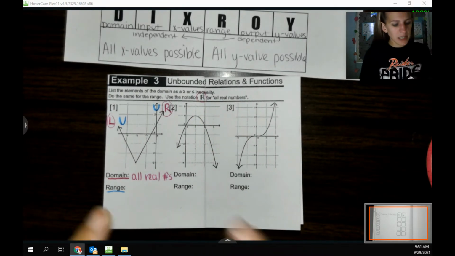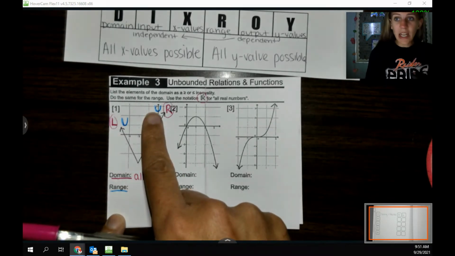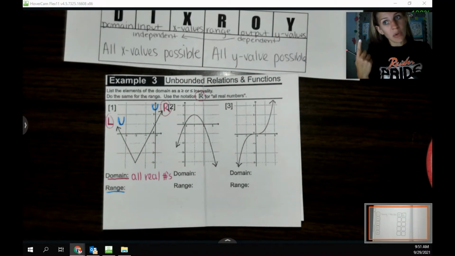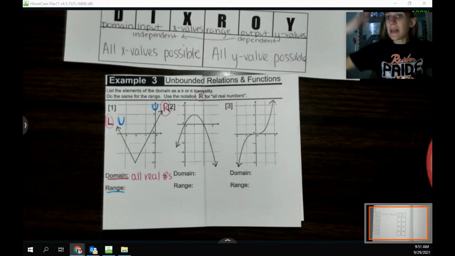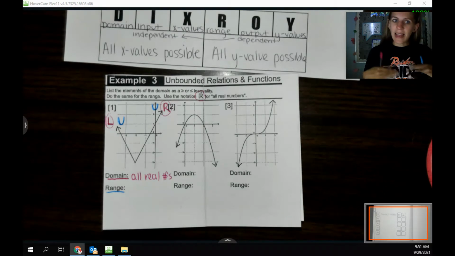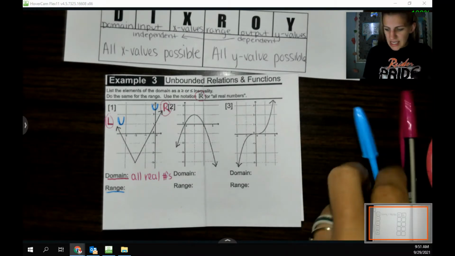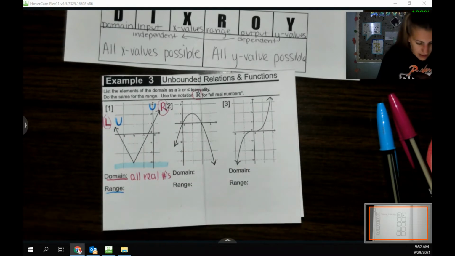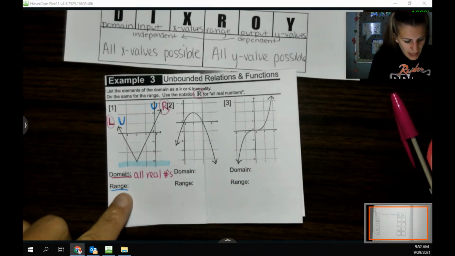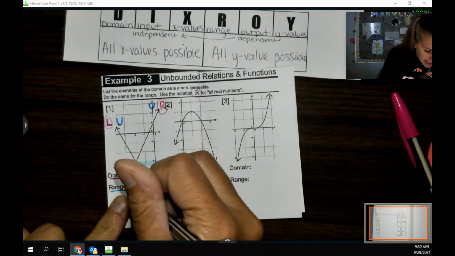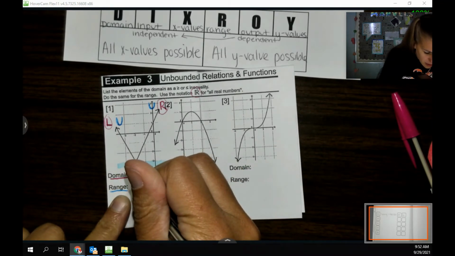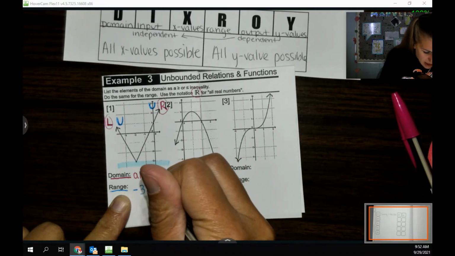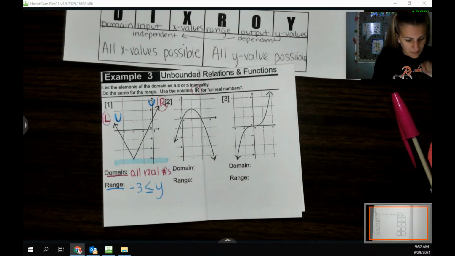The range, however, is only going up. So going up forever, it will get to a lot of them, but since it's only going up and not going down, it must have had a bottom. And I can see the bottom is actually right here. And so the range started at -3, and then all the y values got bigger than that. And because it's a solid dot, it's greater than or equal to.